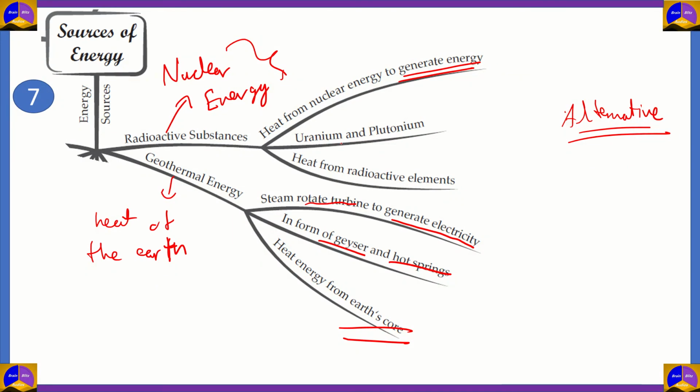We can use a lot of radioactive substances in order to produce nuclear energy, but the most common fuels, or nuclear fuels as we call them, are uranium and plutonium. So these two are radioactive elements, and from these radioactive elements, when we bombard them with particles, they generate a lot of heat, and this heat can be used to generate energy.